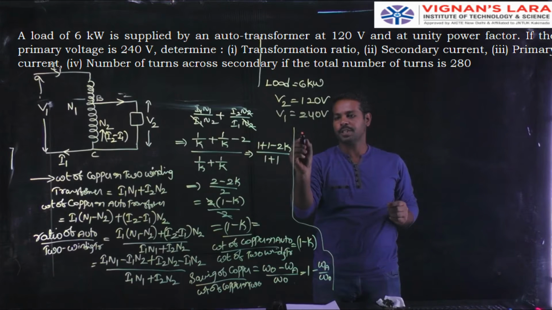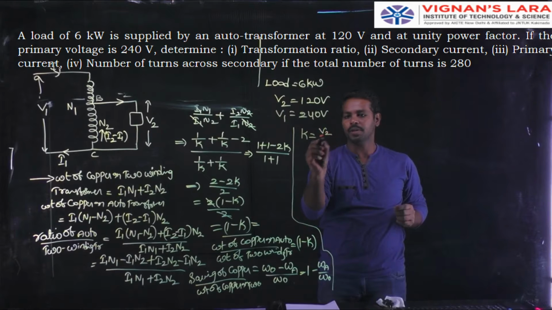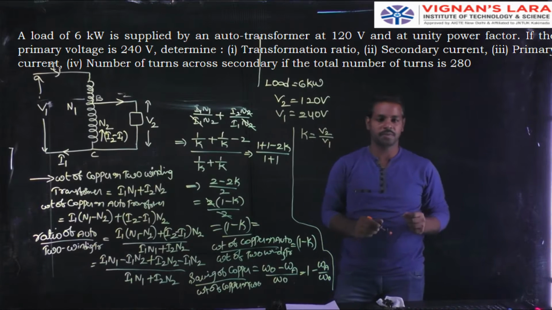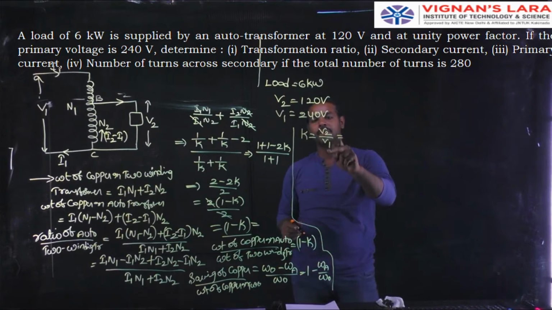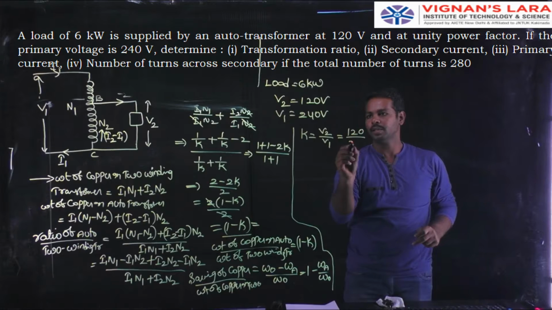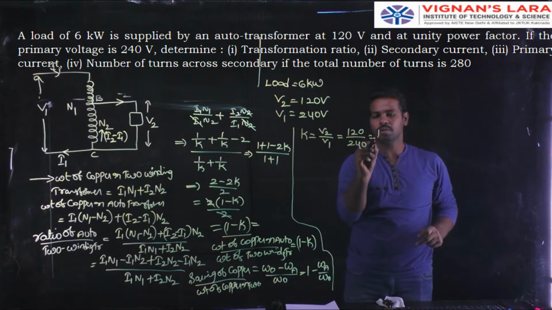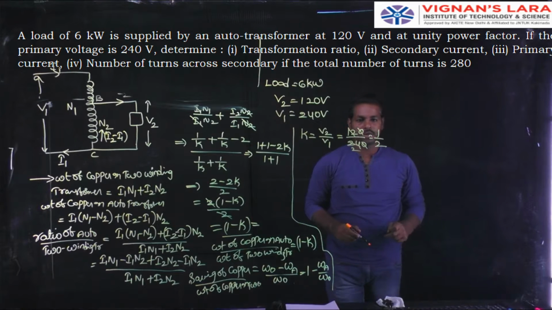The transformation ratio is always denoted by K. K is equal to V2 divided by V1, which is equal to 120 divided by 240, which is equal to 1 divided by 2.